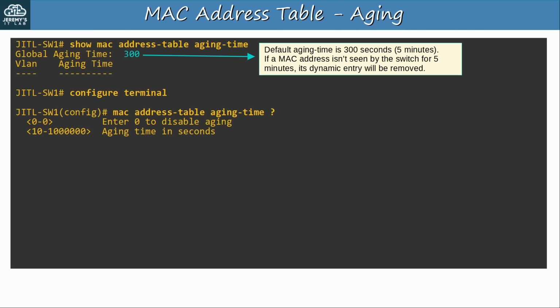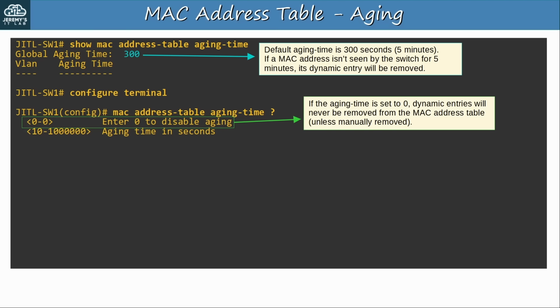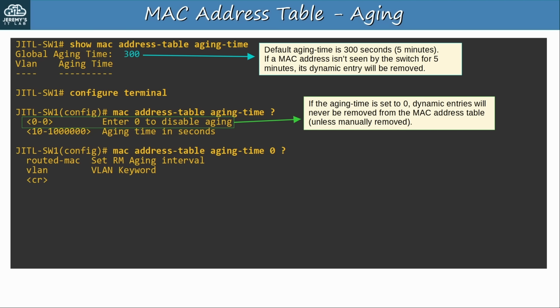The command is mac address-table aging-time from global configuration mode. Here, you can configure the aging time in seconds. The minimum is 10 seconds, as indicated by the 10 to 1,000,000 range. Or, as I've highlighted here, you can set it to 0 to disable aging entirely. Dynamic MAC addresses will never be removed from the MAC address table unless you do it manually. I decided to configure it as 0 just for demonstration purposes. Let me repeat, usually there is no reason to actually change the default timer.